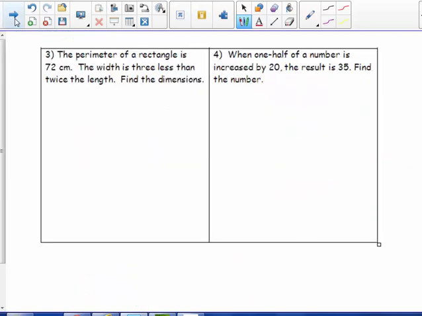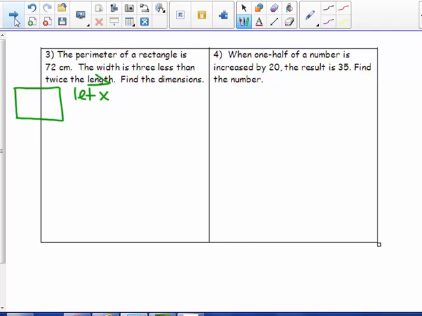Next problem. Number 3. The perimeter of a rectangle is 72 centimeters. I always draw a rectangle to help me answer this question. Geometry, I always draw the picture. The width is 3 less than twice the length. The length is at the end of the sentence. It's my x.